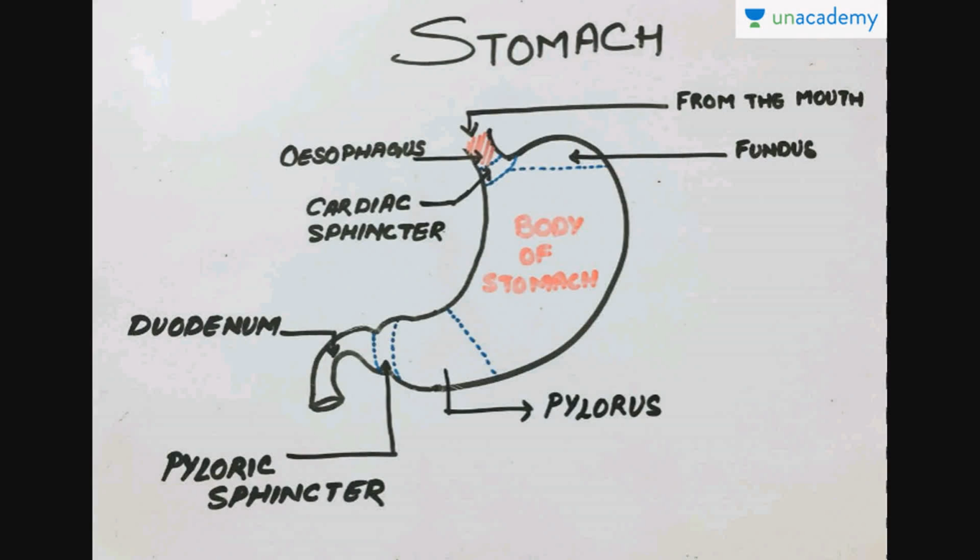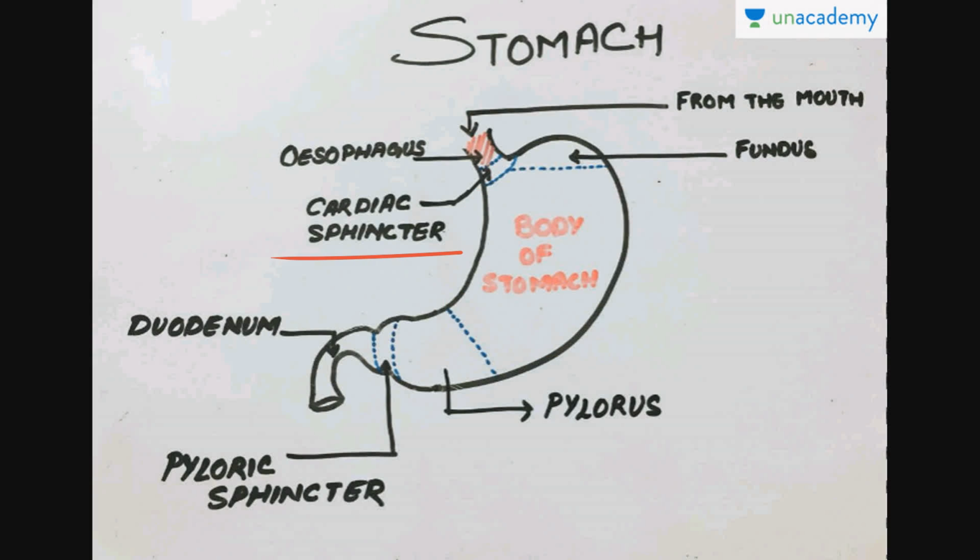The esophagus extends posteriorly, passing through the neck, thorax, and the diaphragm, and leads to a J-shaped bag called the stomach. Here are the parts of the stomach: this opening from the esophagus, the cardiac sphincter, the fundus, the pyloric sphincter, and this is the body of the stomach.